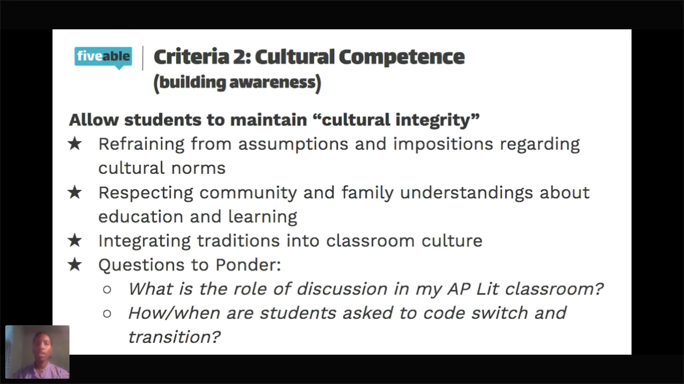So the second criteria is cultural competence, and I kind of call that building awareness, because this is when it gets really important to know who's in your classroom. And so it's really easy to decide, because I think one of the greatest misconceptions about culturally relevant pedagogy is that it's for, insert euphemism, it's for urban kids, or it's for disadvantaged kids, or it's for under-resourced kids.